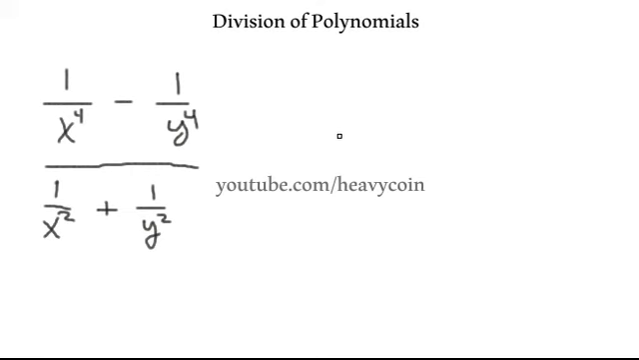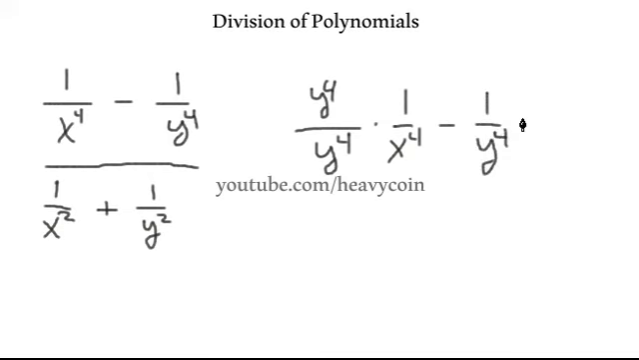Okay, let's look at the numerator up here. Let's take care of that first. I'll write it over here. We've got to get a common denominator. So I'm going to write y to the 4th over y to the 4th times 1 over x to the 4th minus 1 over y to the 4th, and we're going to be writing x to the 4th over x to the 4th here.